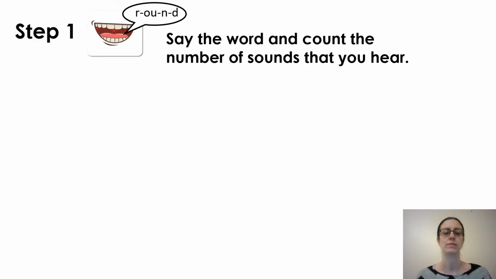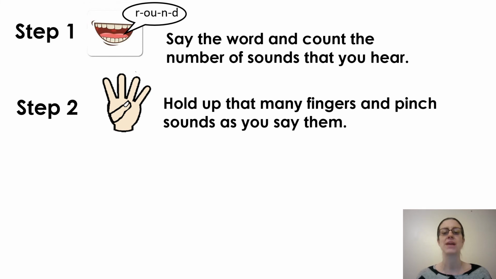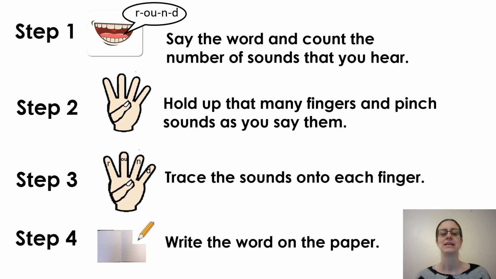Well done. After you've traced the sounds onto your finger, the next step is to write the word into your book. We're going to try using Fred fingers now with a different word. Let's remind ourselves of the steps for using Fred fingers. Step 1. Say the word and count the number of sounds that you hear. Step 2. Hold up that many fingers and pinch the sounds as you say them. Step 3. Trace the sounds onto each finger. Step 4. Write the word on the paper.